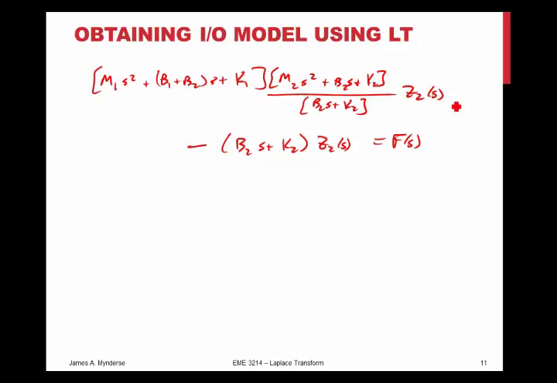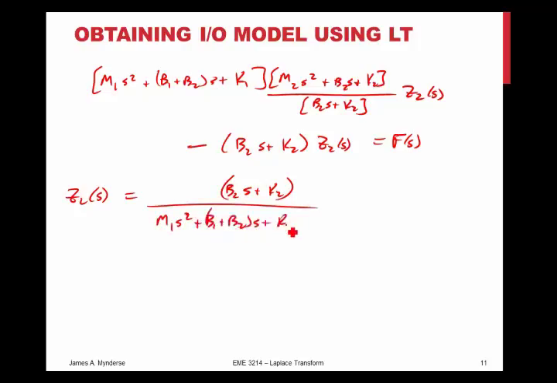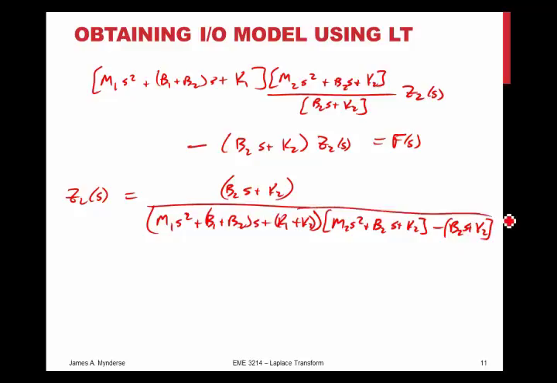So I can just go ahead and rewrite it. I can combine those two pieces together, find a common denominator, and then rearrange this such that z2 of s is going to be equal to (b2 s plus k2) over, and this is sort of a monster equation here, (m1 s squared plus (b1 plus b2) s plus k1 plus k2) multiplied by (m2 s squared plus b2 s plus k2) minus (b2 s plus k2), oops, I missed a squared here, (b2 s plus k2) squared. All of that multiplied by f of s.